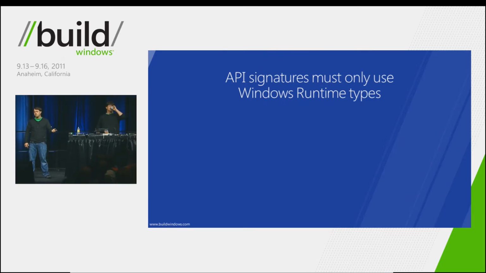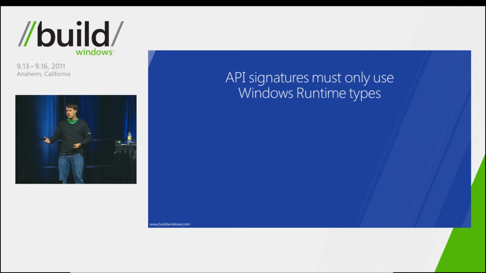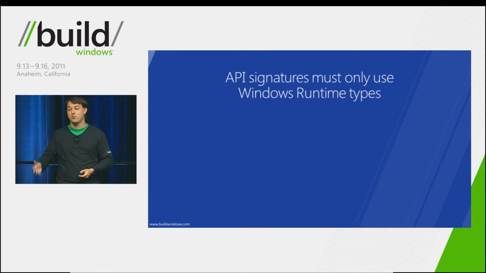The first of these rules is that API signatures must only use Windows Runtime types. So these are types defined by Windows in the Windows Runtime, defined by you or other third parties who are creating Windows Runtime components, .NET Framework primitives that project directly to Windows Runtime types, and .NET Framework higher level types like IList, IEnumerable, System.Uri that project to the Windows Runtime equivalent.